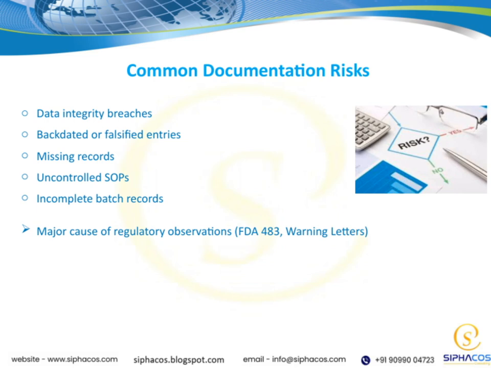Now, why do these risks matter so much? Well, they are the major causes of regulatory observations like FDA 483s and warning letters. These are clear signals from regulators that our documentation practices need improvement. By understanding and addressing these risks, we can strengthen our compliance and avoid costly penalties. So, ensuring the integrity, accuracy, and completeness of our records isn't just about following rules. It's about safeguarding our reputation and the quality of our products.